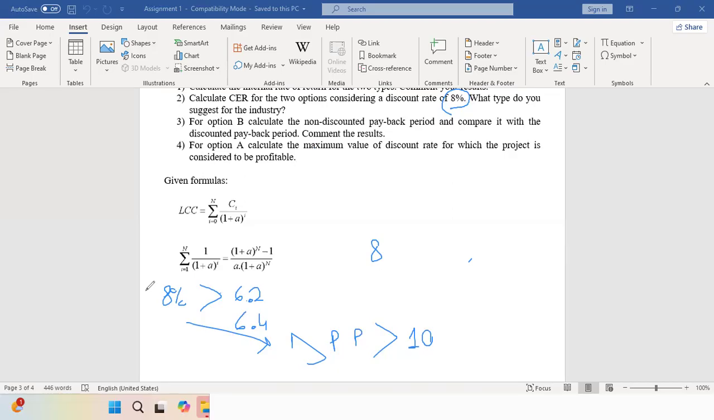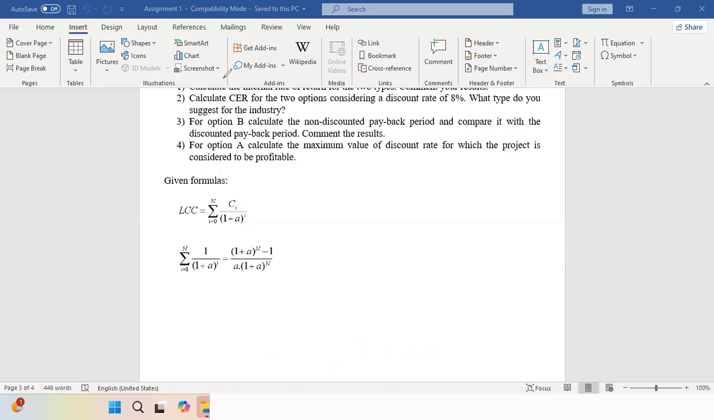Doctor, can you repeat number 3? Number 3, yes, sure. For option B, calculate the non-discounted payback period and compare it with the discounted payback period. Rida, you want me to repeat both, or the discounted payback period? No, the analysis you've said from number 2 for IRR. Okay, I said the following.